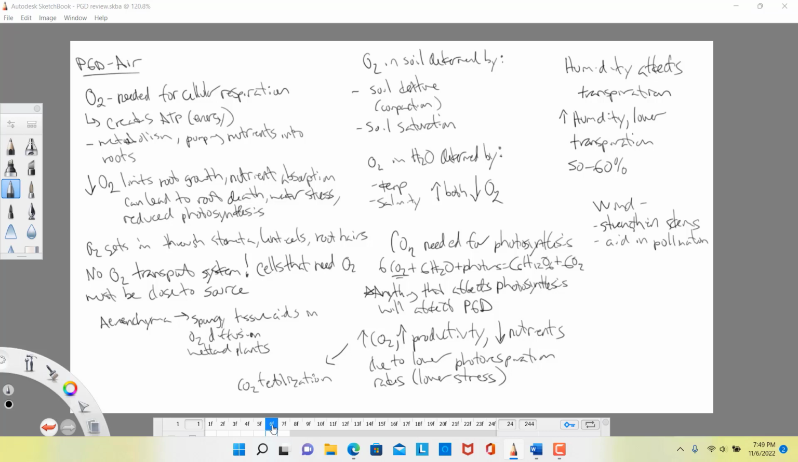Now we can also grow in water, and oxygen is also available in water in the form of dissolved oxygen. It's not as abundant, but it's how we can grow hydroponically, right? We're growing hydroponics right now.